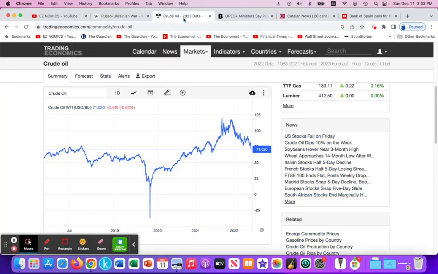When this invasion took place in February of 2022, we can see here over a 5-year period how crude oil prices spiked right at the beginning of this invasion and remained relatively high, trading at above $100 a barrel, and then eventually collapsing to, it looks like, about $71 a barrel currently.